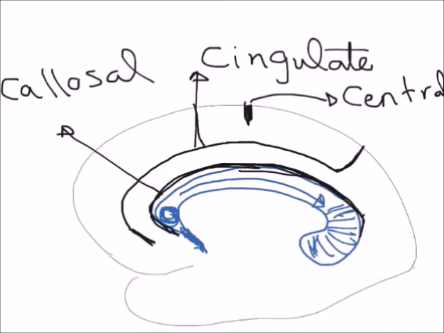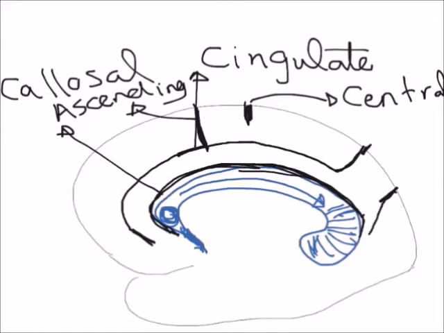Here we have something called the ascending part, or ascending limb, of the sulcus cinguli. So this sulcus here is part of the sulcus cinguli. This is the ascending limb of the sulcus cinguli. So this is the terminal part of the sulcus cinguli here, and this is the ascending part of the sulcus cinguli.